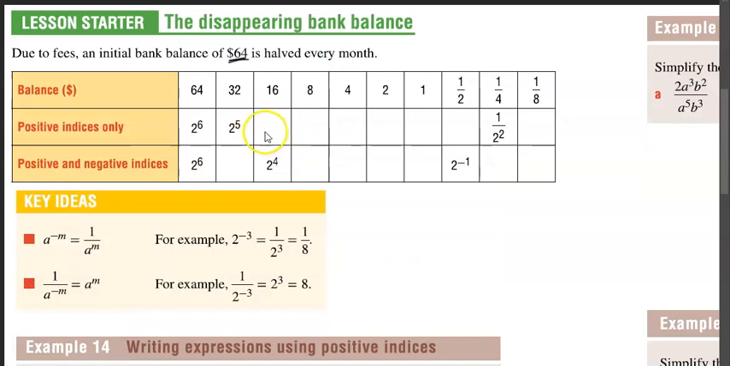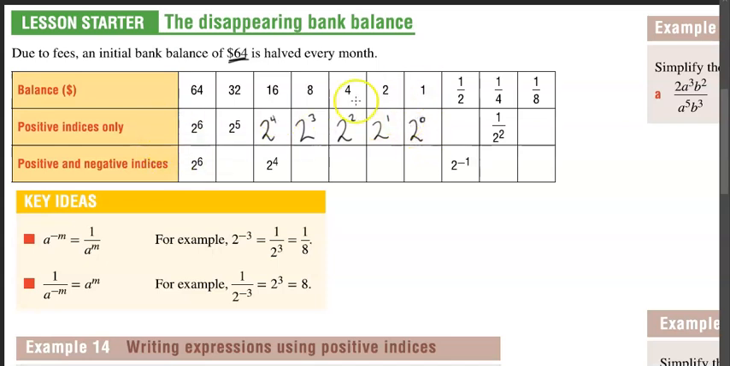Sorry, my laptop just glitched up. 2 to the power of 4, or 2 times 2 times 2 times 2. 2 to the power 3, 2 to the power 2, 2 to the power 1. And then this will be 2 to the power 0. Remember, any number or letter to the power 0 will always equal 1.